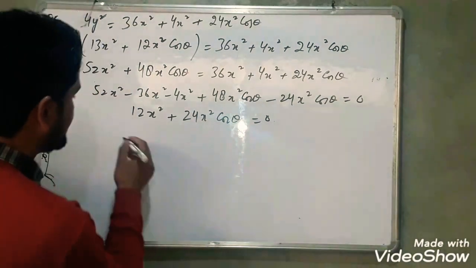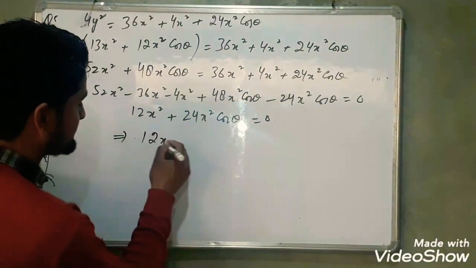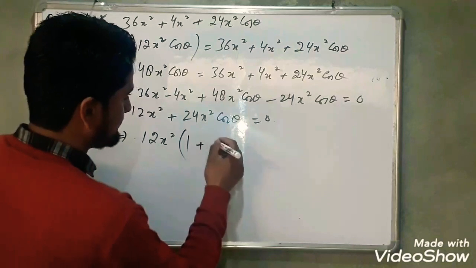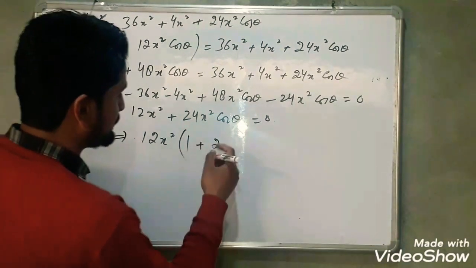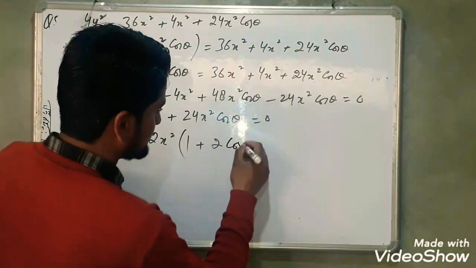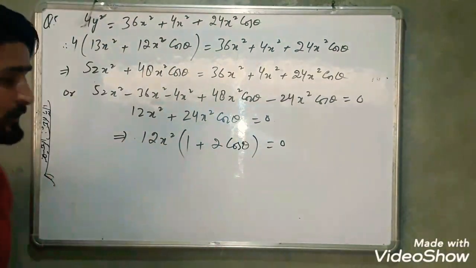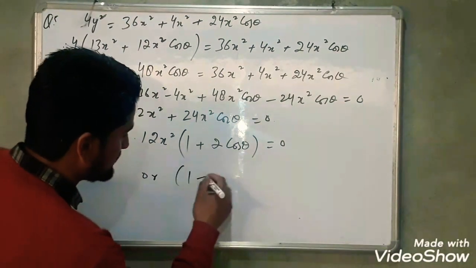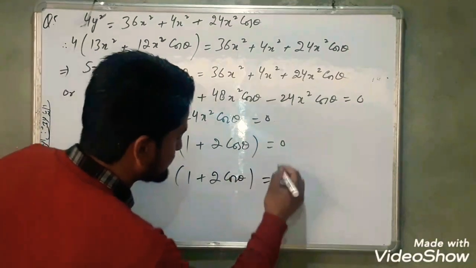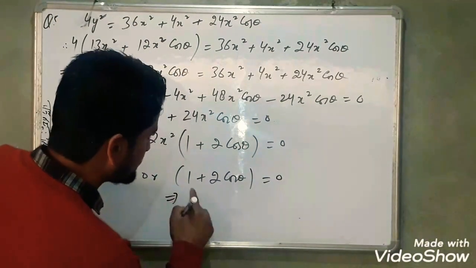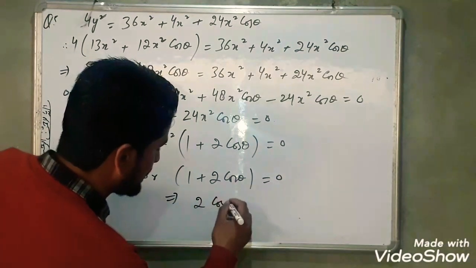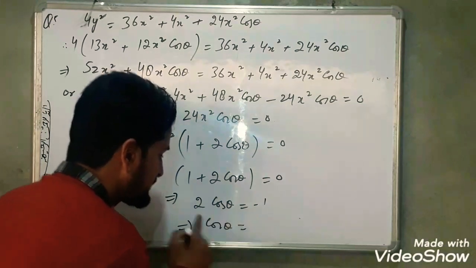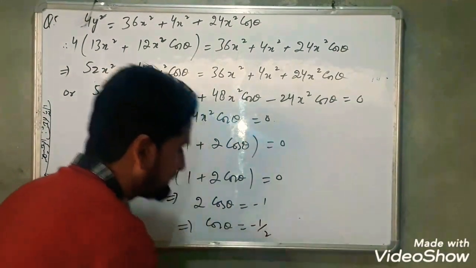Okay, so you can write here, यहां से आप 12x square को बाहर निकाल सकते हो, कॉमन निकालो, यहां भी है तो यहां भी है, तो यहां बचेगा तो 1 प्लस यहां बचेगा 2, 12 into 2 is 24x square cos of theta equal to 0. Okay, so 12x square into 1 plus 2 cos theta equal to 0, or we can simply write it is 1 plus 2 cos of theta equal to 0. Implies 1 को यहां ले लो तो माइनस आएगा, it is 2 cos of theta equal to -1, और cos theta equal to 2 मल्टीप्लाइड है तो वहां जाके डिवाइड होगा, it is -1/2.